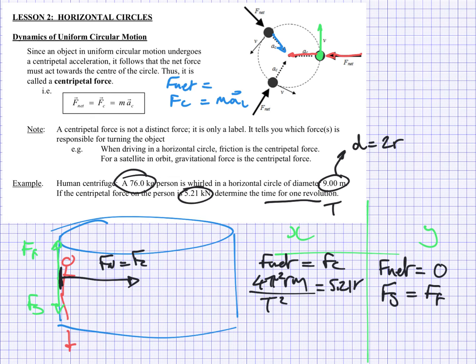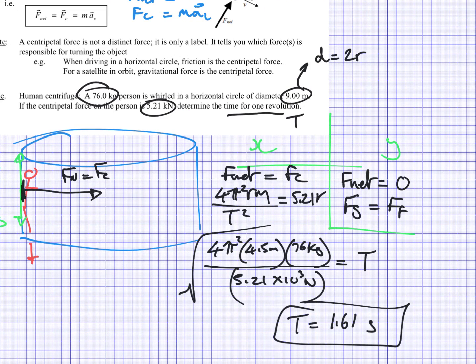5.21 kilonewtons. Okay, so nice and simple now, just algebra. We've done the physics. I'm going to plug these numbers in and I should get the result. So these are the numbers now plugged in.